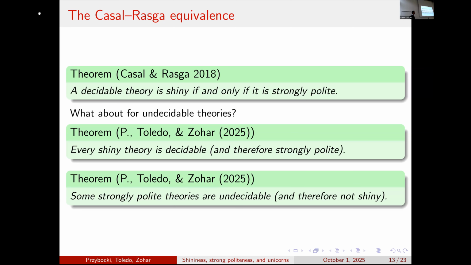This seems to have been unknown before. On the other hand, we were able to construct a strongly polite theory that's undecidable, and in particular, it's not shiny by the previous two results. Okay, so I'm going to briefly talk about both of these results.